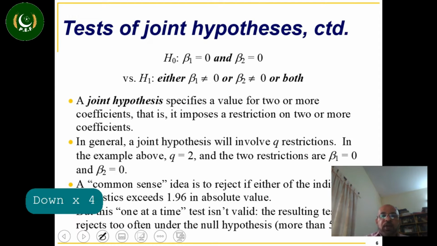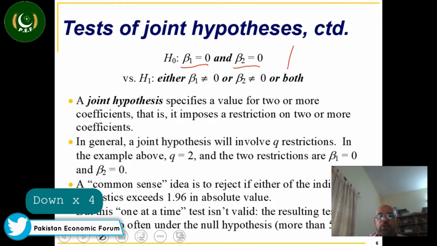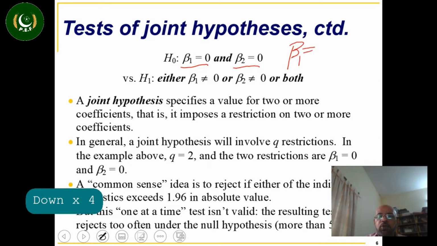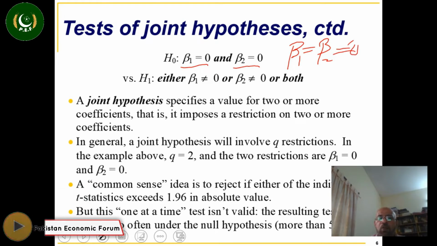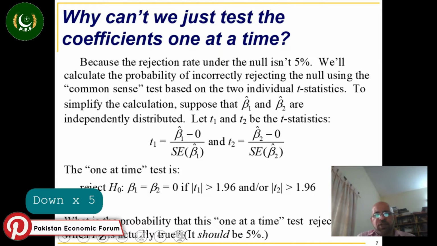So H naught: beta 1 equal to 0, beta 2 equal to 0, or you may write beta 1 equal to beta 2 equal to 0. Alternative: at least one of them is not 0. You have two restrictions here because you have set the coefficients of two variables equal to 0, so q is equal to 2. The number of coefficients you set equal to some particular value, 0 or something else, is your number of restrictions.